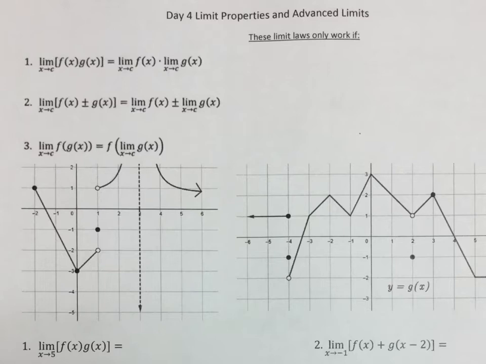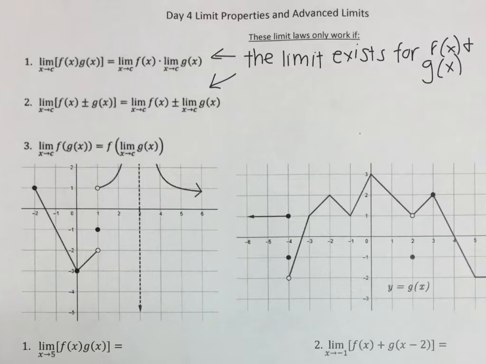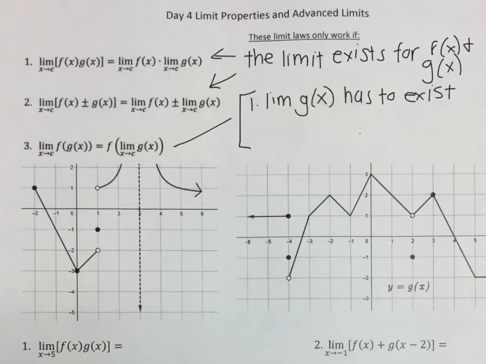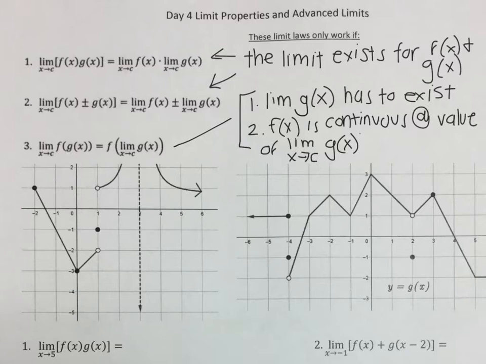So the thing is, yes, these properties seem intuitive and they work most of the time, but there are some prerequisites. So for example, for numbers 1 and 2, you can only use those laws if the limit exists for both f of x and g of x at c. And then the third limit law only works if there are two conditions. The first one is the limit of g of x has to exist, and the second one is f of x has to be continuous at the value of the limit of g of x. All right, so with these in mind, we're going to do some practice problems.